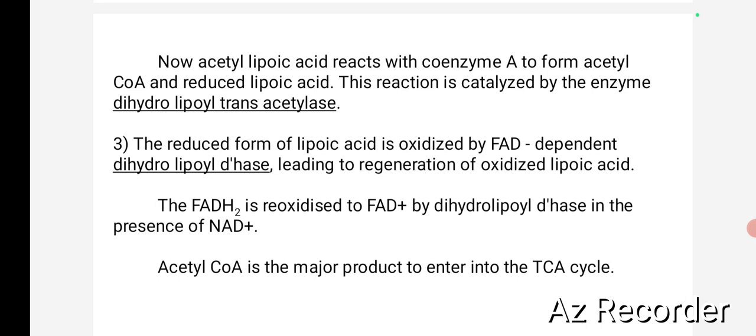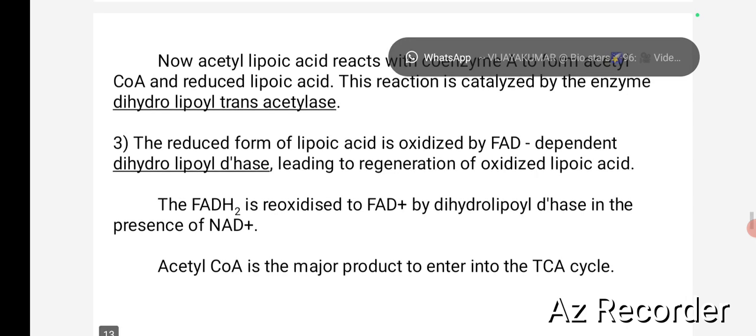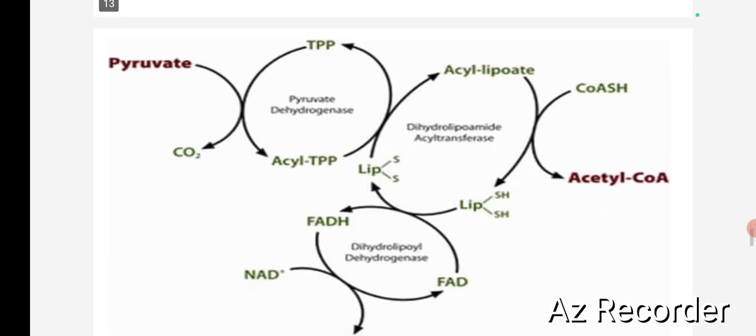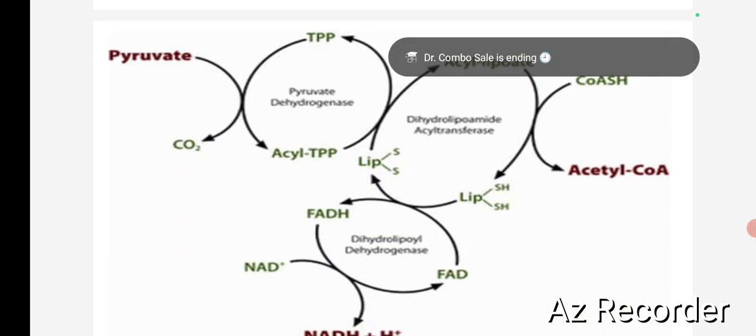The FADH2 is reoxidized to form FAD+ by dihydrolipoyl dehydrogenase in the presence of NAD+. Now the acetyl-CoA is the major product to enter the TCA cycle. This is the overall reaction of pyruvate dehydrogenase.